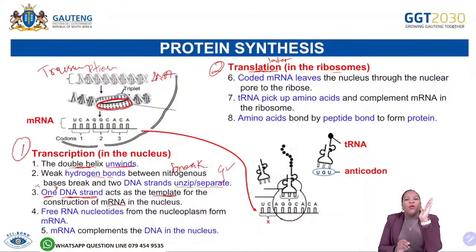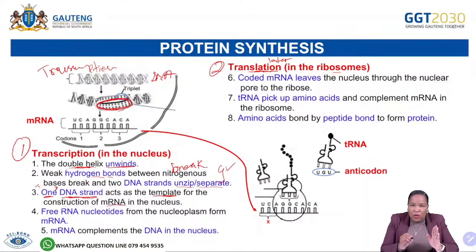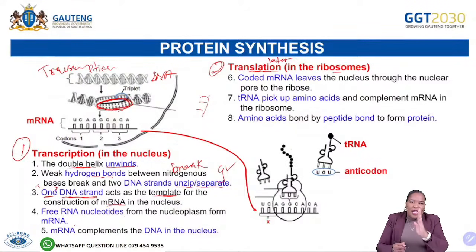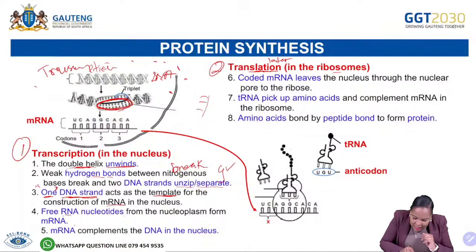So meaning it is the only one that is going to be exposed and act as a template for the formation of mRNA. And then how is that going to form? How is the mRNA going to be formed? Remember, when it is a strand acting as a template, it is like this. It has its nitrogenous bases exposed. So what is going to happen? The free RNA nucleotides from the nucleoplasm form mRNA, meaning if it has exposed the nitrogenous bases like that, the free floating RNA nucleotides come in.